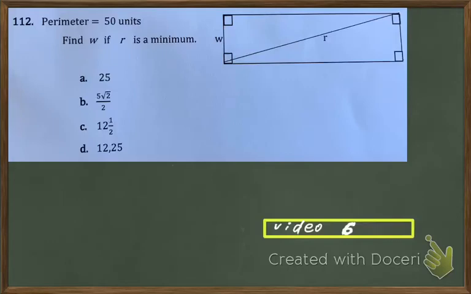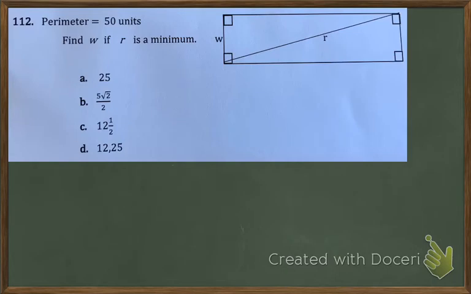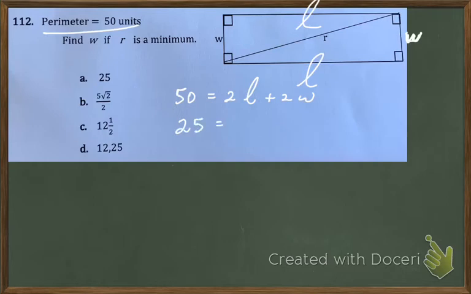Video 6. Perimeter of rectangle is 50 units, and we start immediately by adding a W on the right since we have one on the left, and then we make the length L for now, and then we write perimeter is 50 implies that 50 is equal to 2 times the length plus 2 times the width. We divide by 2 on the left and on the right, and we then get 25 is L plus W, or L is equal to 25 minus W.